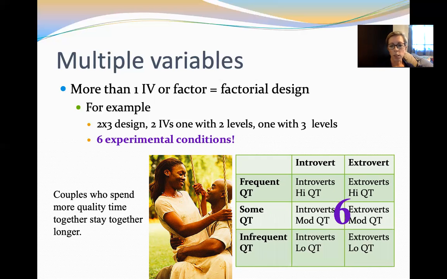Again, if we were to look at the frequency of quality time in 3 different levels, some, infrequent and frequent, that makes 6 experimental conditions. Again, depending on how we treat the frequency experimental condition, we are going to need a whole lot of people to do this study.